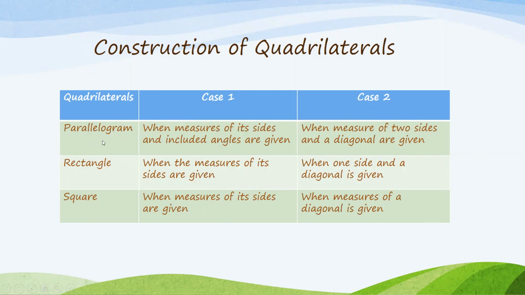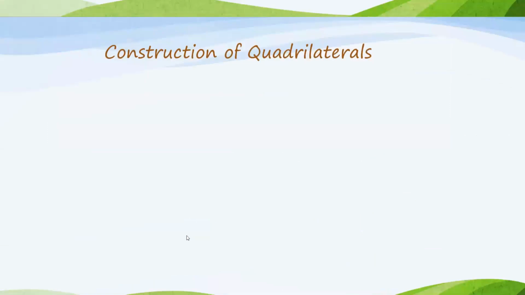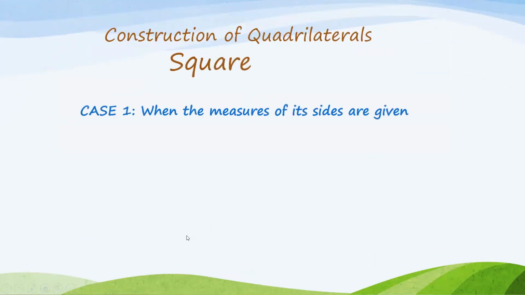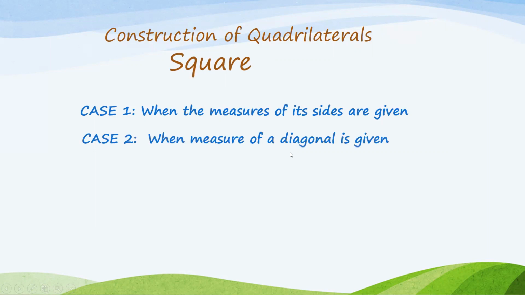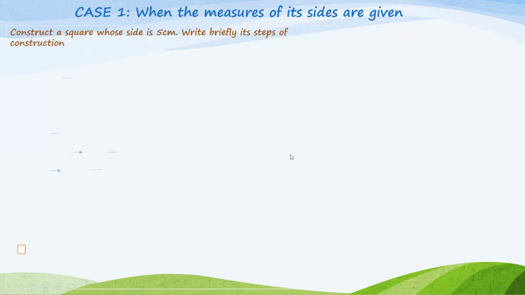We have discussed parallelogram, rectangles, and square, and there are two cases of each. So today we are going to discuss the construction of a square. Case number 1 is when the measure of its sides is given, and case number 2 is when the measure of the diagonal is given. So case number 1 is when the measure of its side is given.